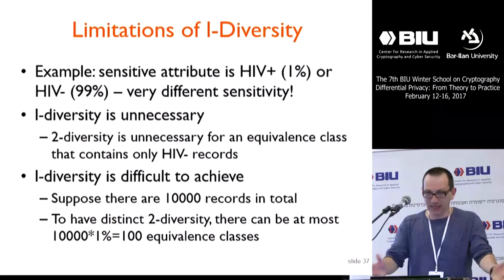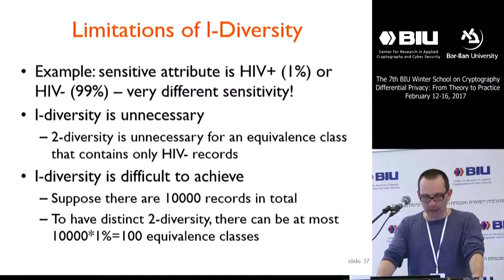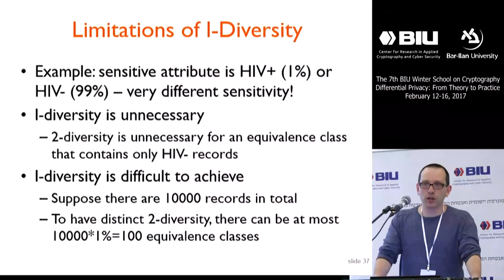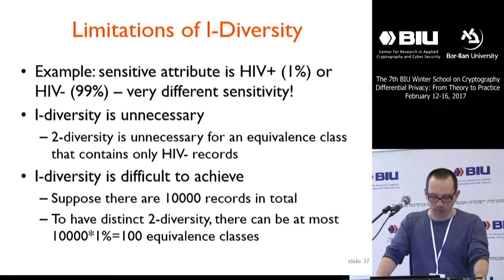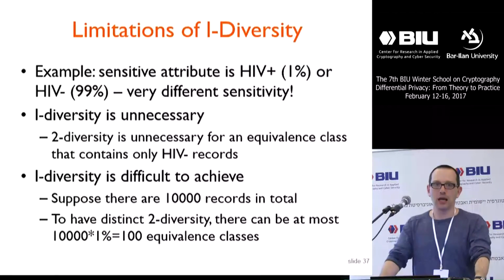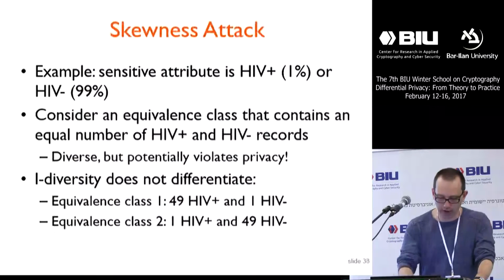So in that sense, L-diversity is an overkill, but it's also going to be very hard to achieve in this case, because you're trying to make a very rare attribute well represented in the equivalence class, which is going to require a huge amount of merging classes and removing information from the data set to achieve diversity where you don't need it.